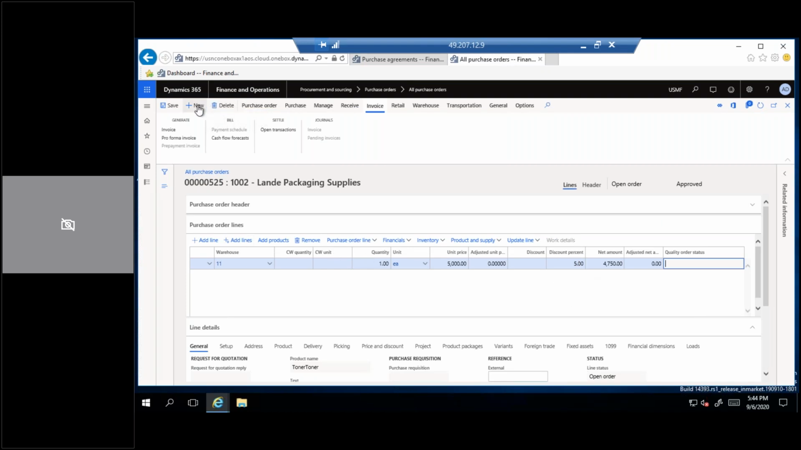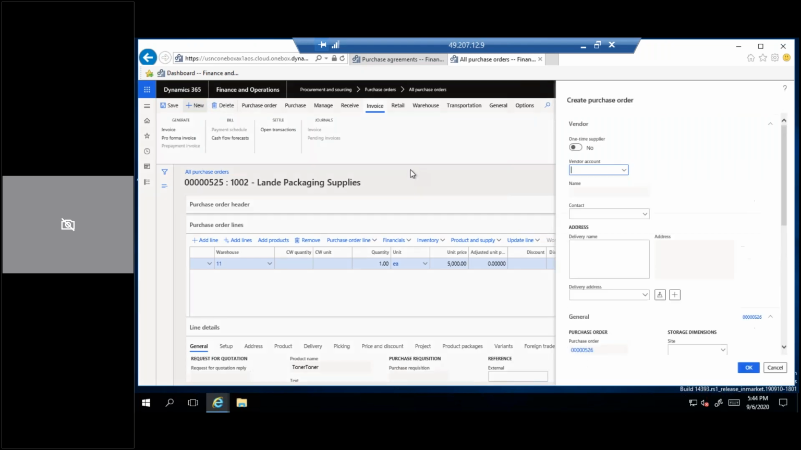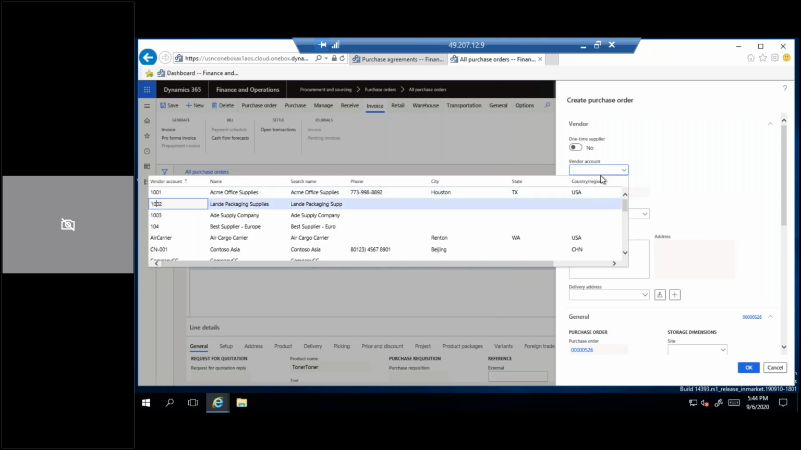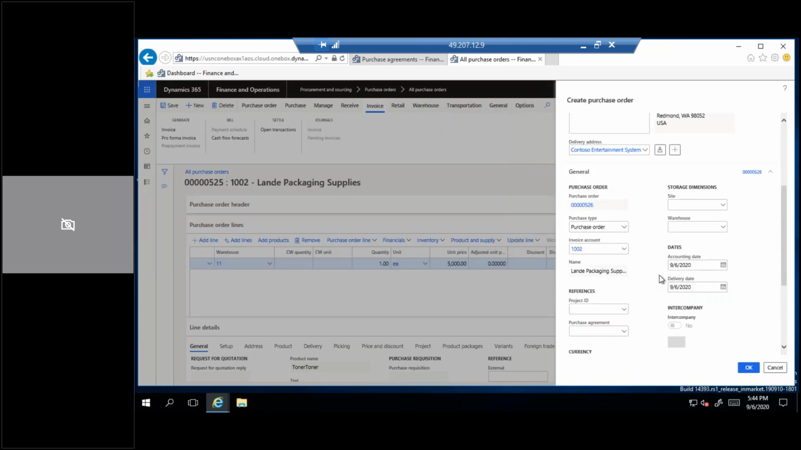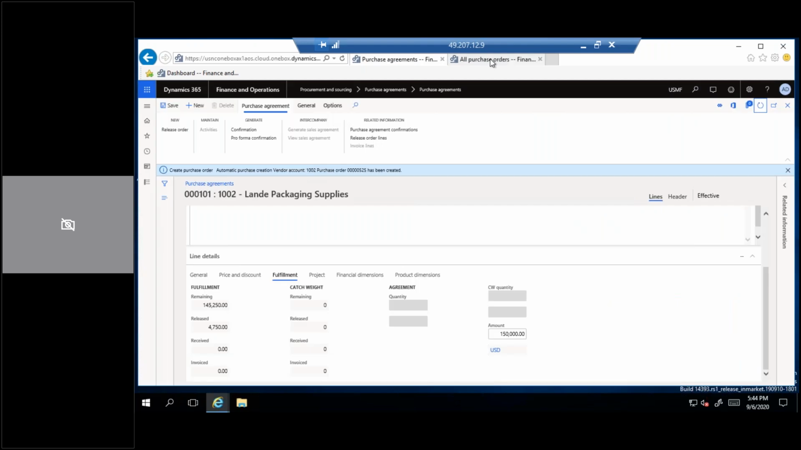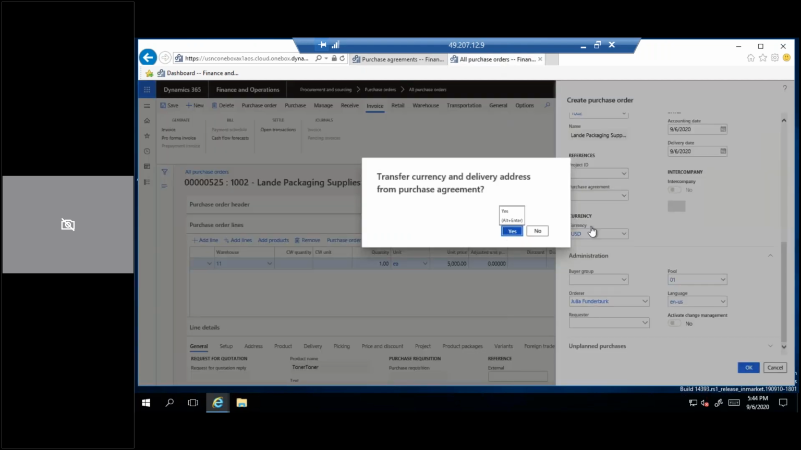Otherwise, there is one more option. If you click New and select vendor account 1002, for this vendor you can select purchase agreements, whatever exist. There are two purchase agreements available. The first one, the third, recently created today, is purchase agreement 101, and that is coming automatically. So for one vendor and one item, there is only one purchase agreement?